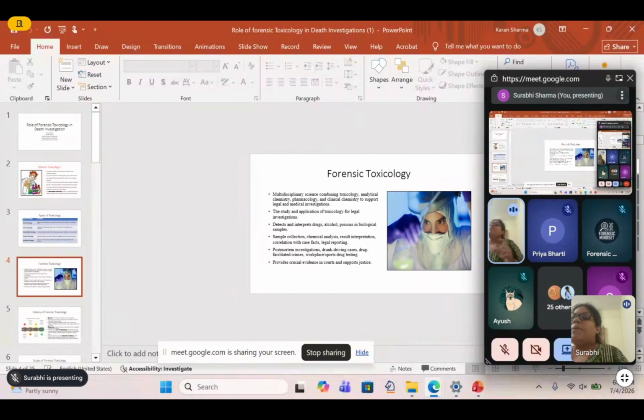Now, this word sample collection comes from whatever samples we are getting in our labs to identify the type of poison. So in those, we can have our visceral organs, like we have spleen, we have kidney, we have heart.